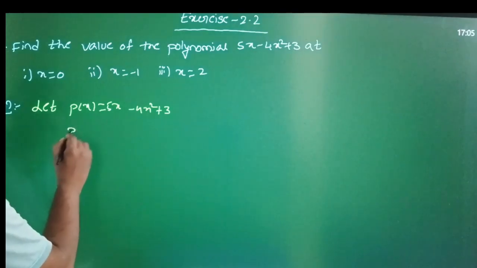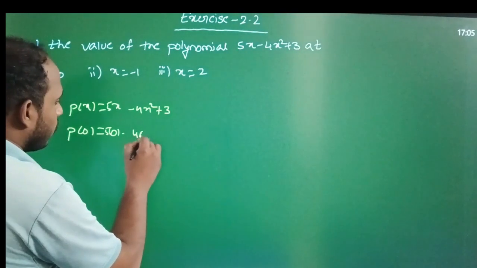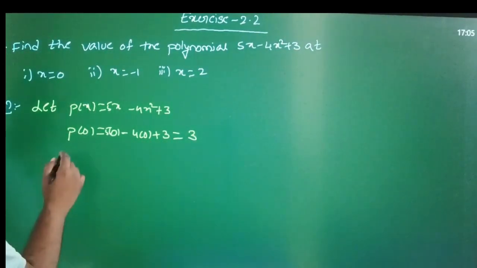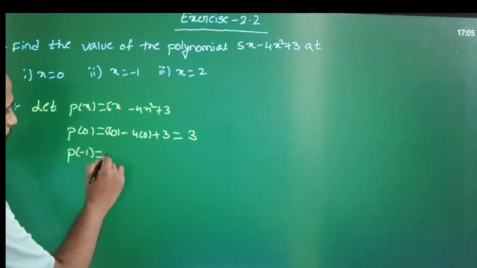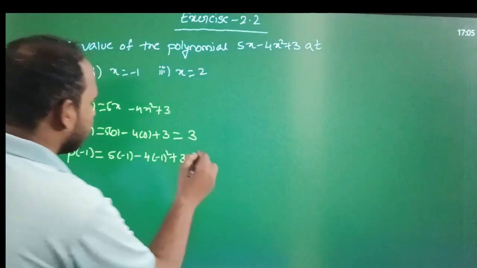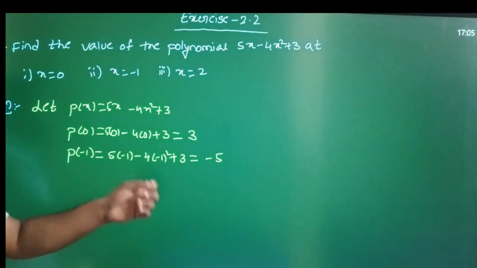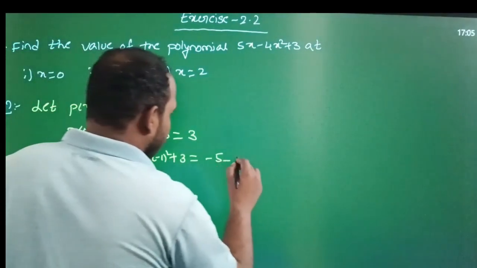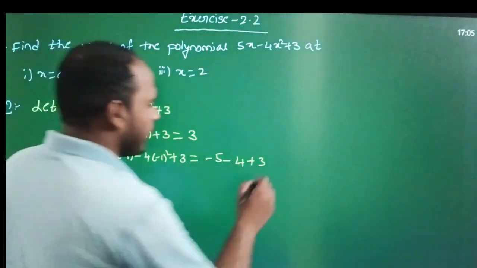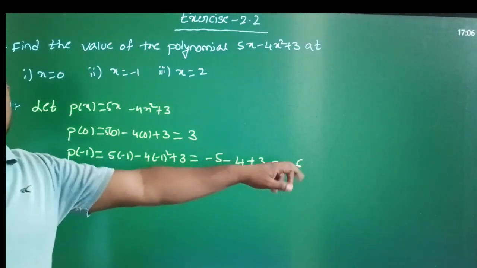Now we substitute x equals 0, then 5 into 0 minus 4 into 0 plus 3, which equals 3. Next one, p of minus 1 equals 5 into minus 1 minus 4 into minus 1 square plus 3. Here 5 into minus 1 is minus 5. Minus 1 square is plus 1, plus 1 into minus 4 is minus 4, plus 3. Here minus 5 minus 4 is minus 9, minus 9 plus 3 is minus 6. Therefore, the value of the polynomial at x equal to minus 1 is minus 6.